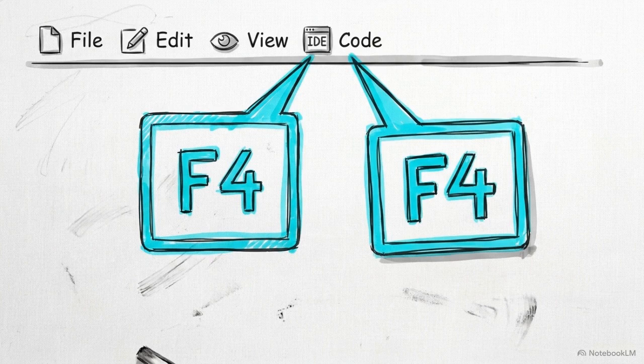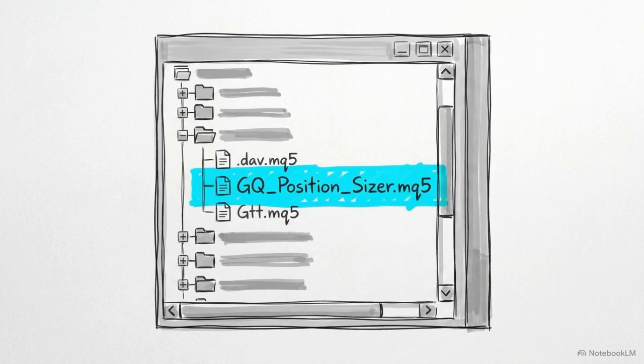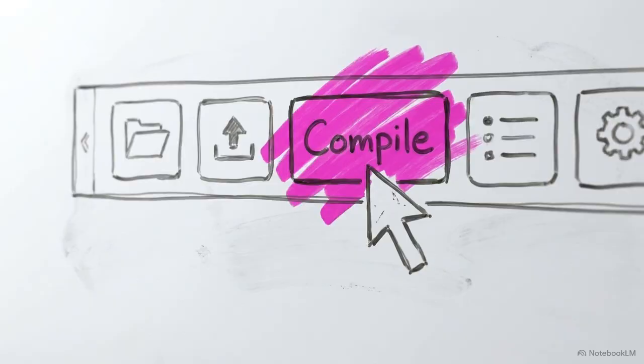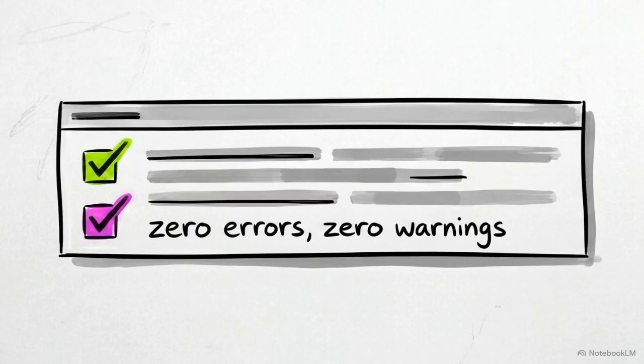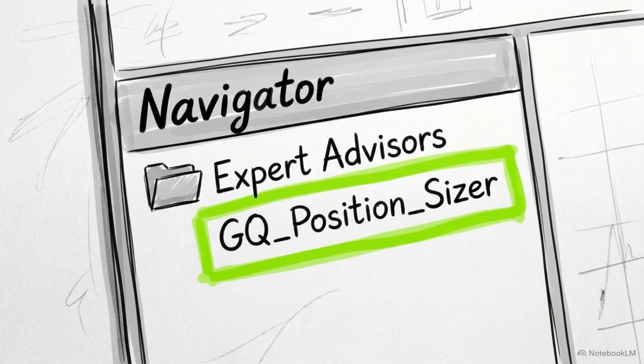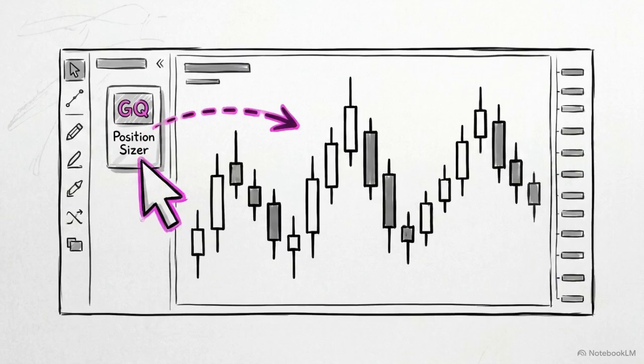Now return to your MetaTrader terminal and press F4 on your keyboard to open the MetaEditor environment. In the MetaEditor navigator on the left, locate the GQ Position Sizer file you just pasted. Open it and click the Compile button at the top of the interface. Check the console output at the very bottom of the screen. You are looking for a specific metric: 0 errors, 0 warnings. Achieving 0 errors confirms that the raw code has successfully compiled into a functional expert advisor, ready for live market deployment. With the compilation complete, close MetaEditor.